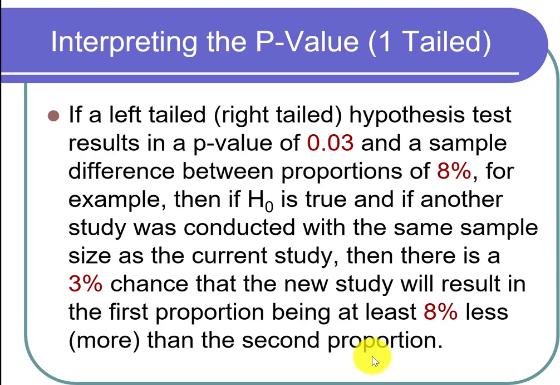So when you're computing the p-value, you're talking about not what is the probability of this number or this proportion being bigger than something. It's really we're comparing the two. We're saying what's the probability of the first being at least this much bigger than the second, or smaller, depending on the tails.